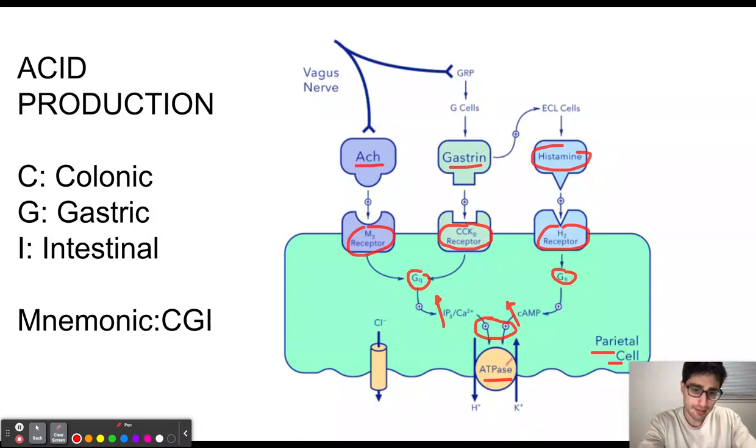And once this ATPase is stimulated, we're going to be dumping hydrogen into the stomach and bringing in potassium into the parietal cell. As you can see here, we're also going to be dumping chloride into the stomach. So the acidic environment of the stomach is going to be made up of hydrogen and chloride, so hydrochloric acid.